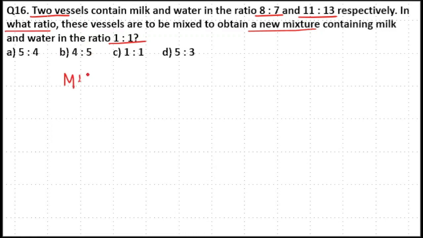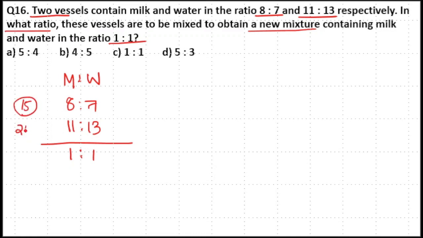So here milk and water in the first vessel is in the ratio 8:7. Second vessel it is in the ratio 11:13. Now the resultant mixture should be 1:1. But we don't know in what ratio these two vessels should be mixed. So we have to find the ratio in which these vessels should be mixed to obtain new 1:1 ratio. So 8 plus 7 is equal to 15 parts. 11 plus 13 is equal to 24 parts. And in the resultant mixture, 1:1 is equal to 2 parts.